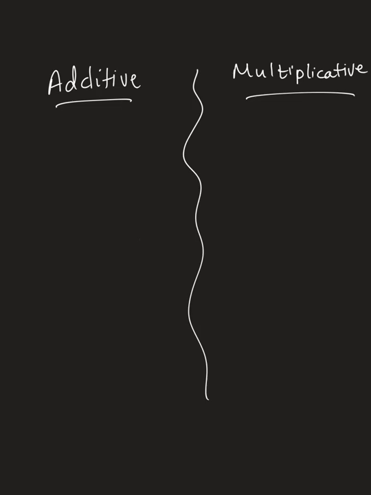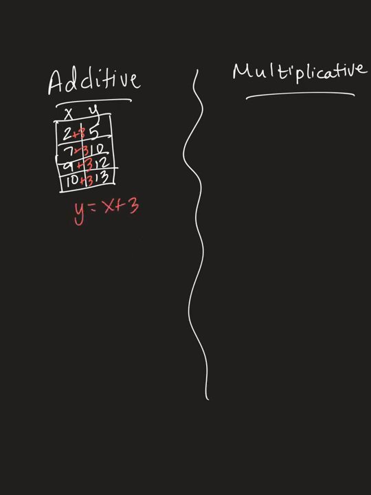Okay, I just wanted to show a quick thing about additive, multiplicative. Additive relationship means I'm going to be adding to get from x to y. So if I have a table, I'm adding to the x's to get to the y's. For example, in this case, I am adding 3 each time. So therefore, it is additive. So my equation there would be y equals x plus 3.